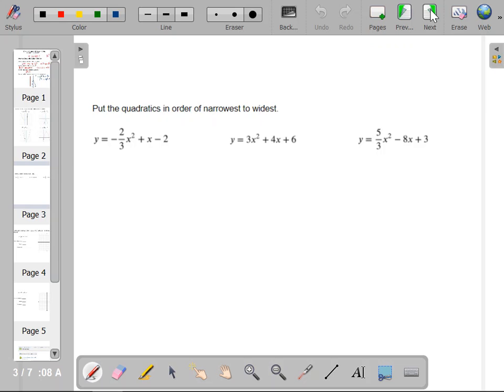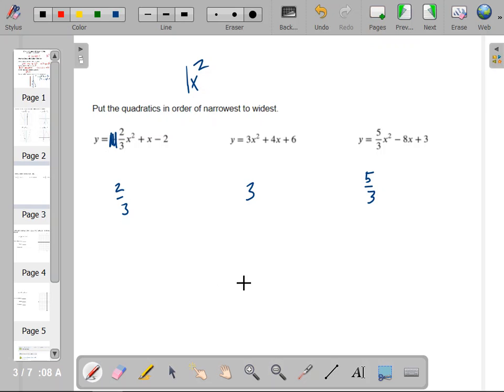Now let's look at the width too, okay? So again, you're comparing to 1x squared. You can ignore the negatives. They don't affect the width. You're just putting them in order from big to small. The narrowest is going to have the biggest coefficients. So your options are 2/3, 3, and 5/3.